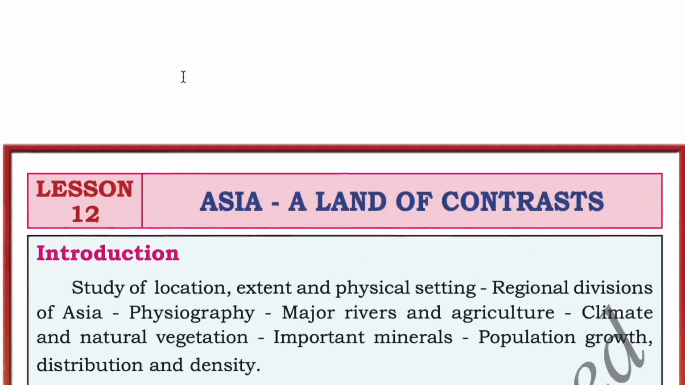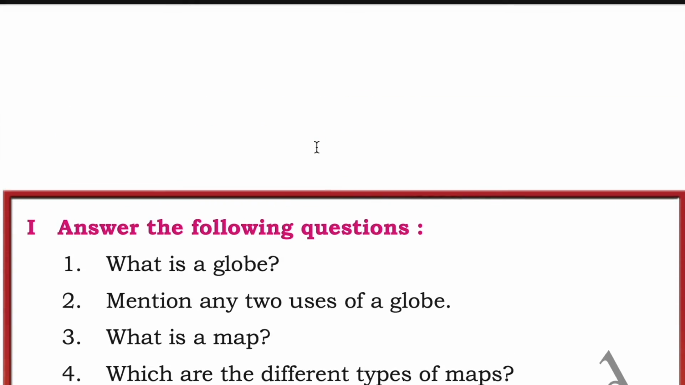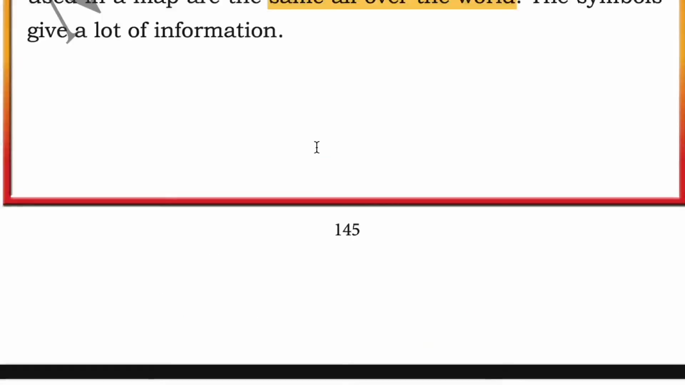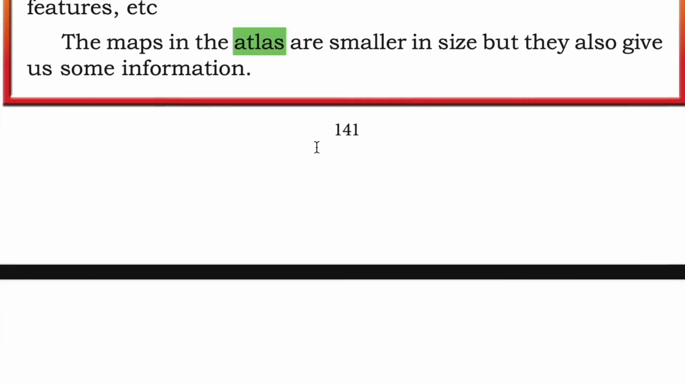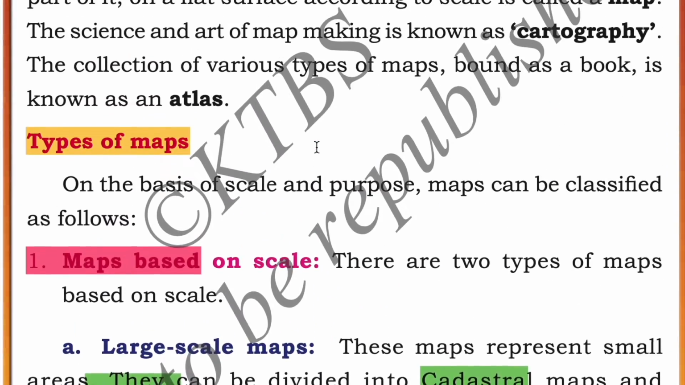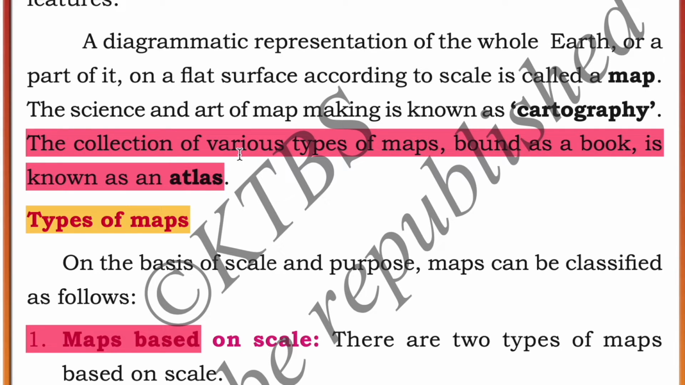Next, let's go to question 6. What is an atlas? To answer this, again we need to find the appropriate section of the textbook. So in the beginning, when we talked about different terminologies associated with the map, including cartography, we also talked about the atlas. The collection of various types of maps bound as a book is known as the atlas.